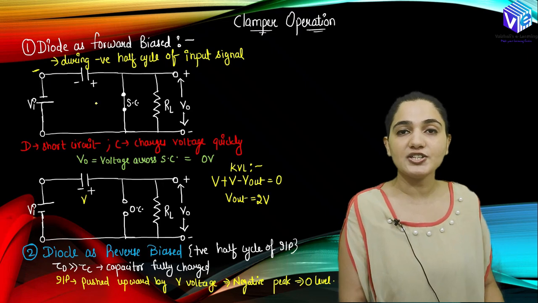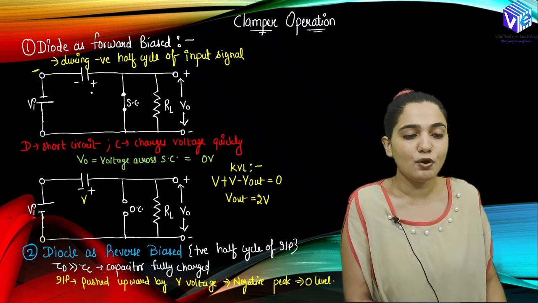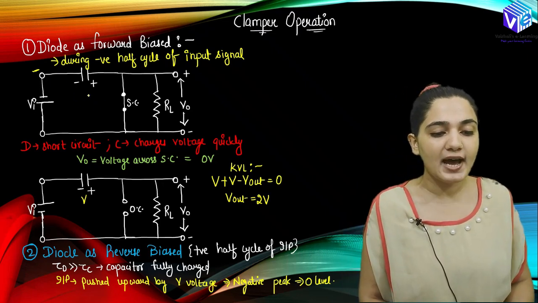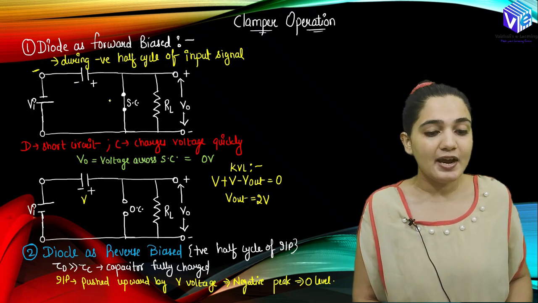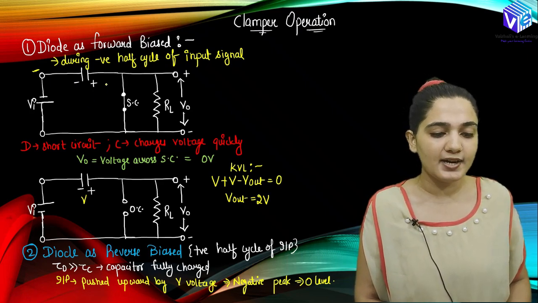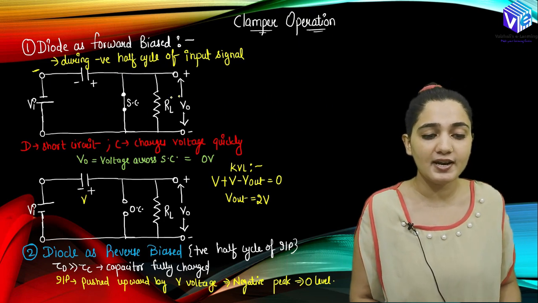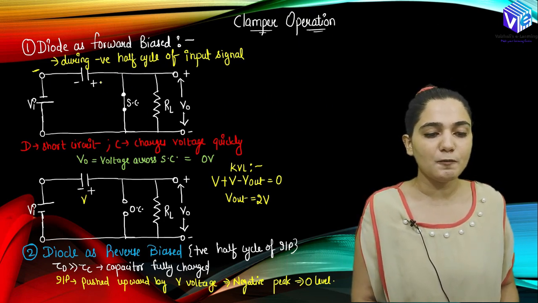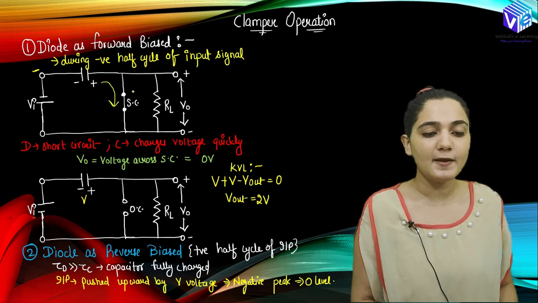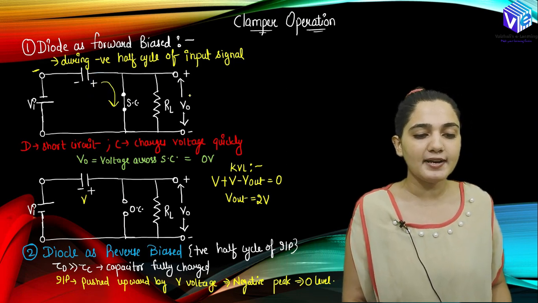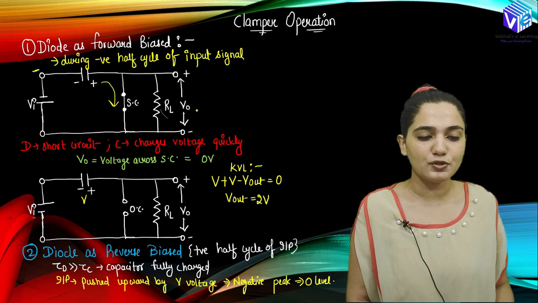As I told you, the charging time constant is very less, so the capacitor is going to charge very quickly, right? So now because here we will be having the short circuit, the current will flow through this short circuit only. There would be no current through RL and the output voltage will be equal to 0, right?